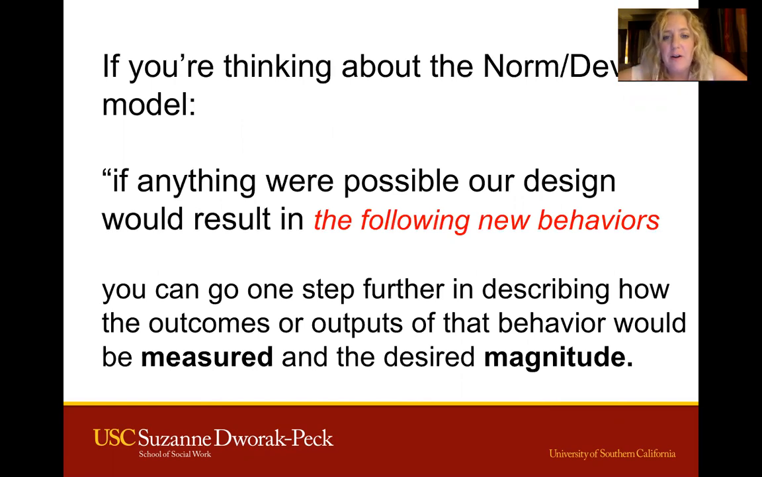It's a way of connecting our innovation argument all the way back to the work that we did in 7-Eleven on norms and connect it forward. So in thinking about the criteria, we're actually saying, does the criteria of our design meet the norms and deviant that I established early on? You can also take this one step further and say, not only if anything were possible, our design would result in the following behaviors, but you can go one step further in describing how the outcomes or outputs of that behavior would be measured and even the potential desired magnitude of that change.